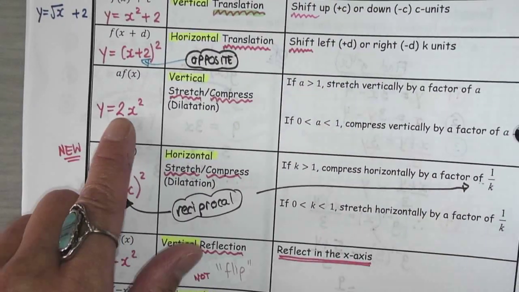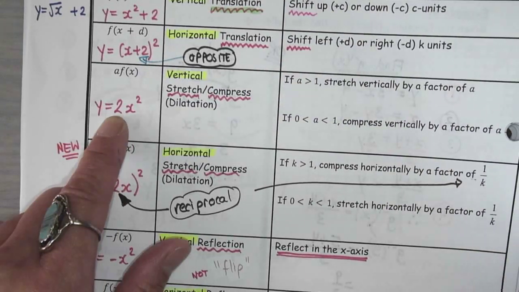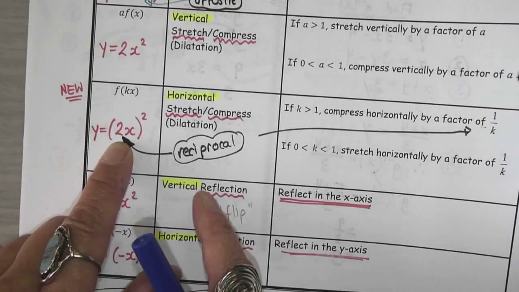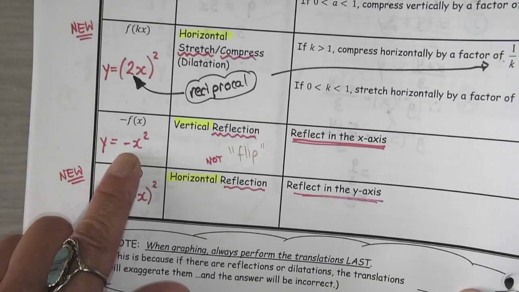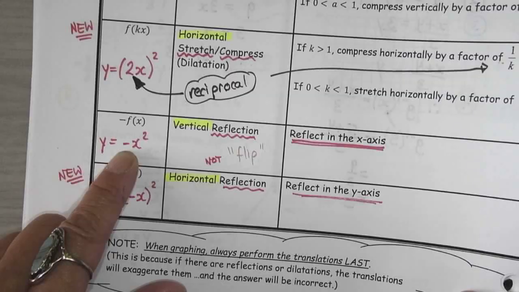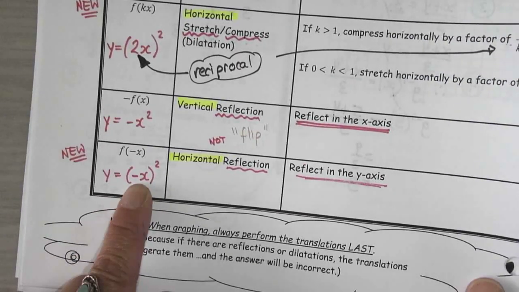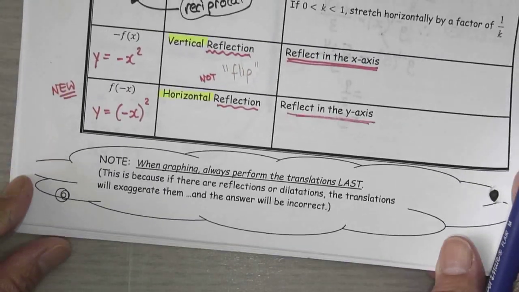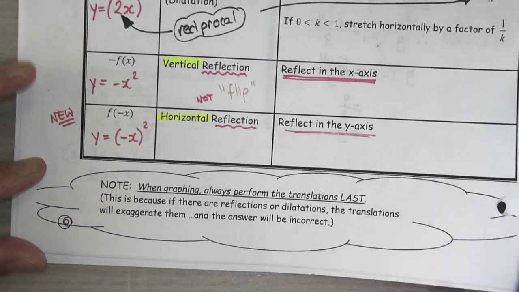You're always starting with that. Outside here, the 2x squared, the 2, that's vertical. Inside the bracket will be horizontal, so in the squared part. Outside here is the vertical reflection, right? And then if I put it in the bracket, it's a horizontal reflection. Okay, now, these are all of the ones we talked about at the beginning of 1.6.